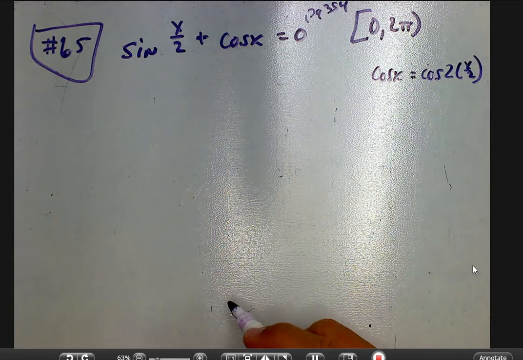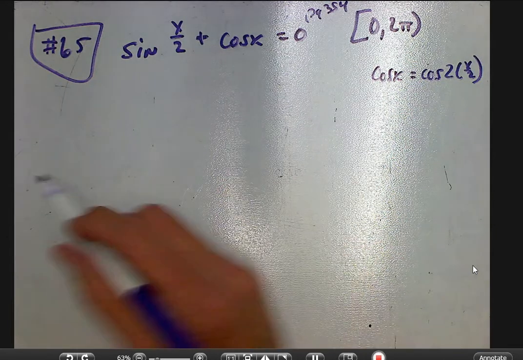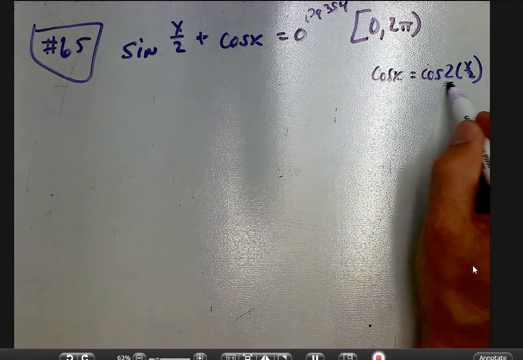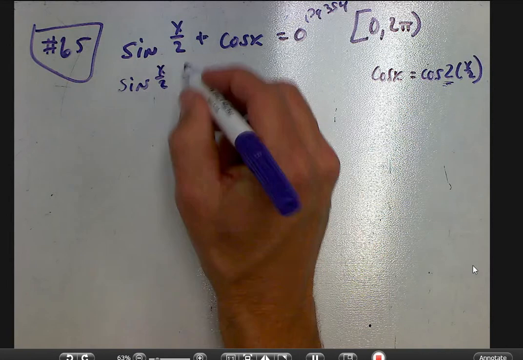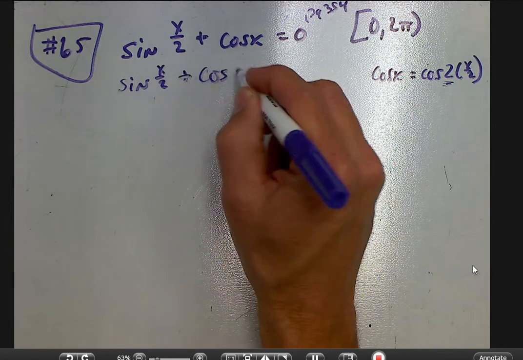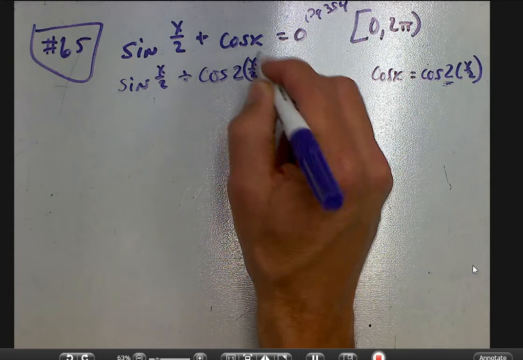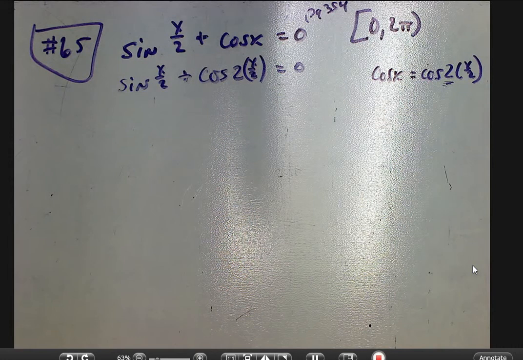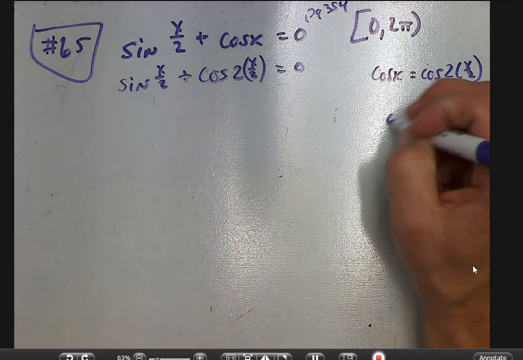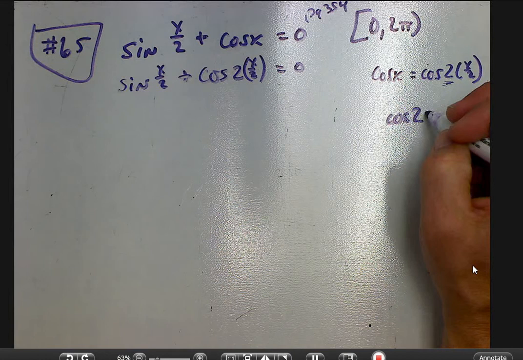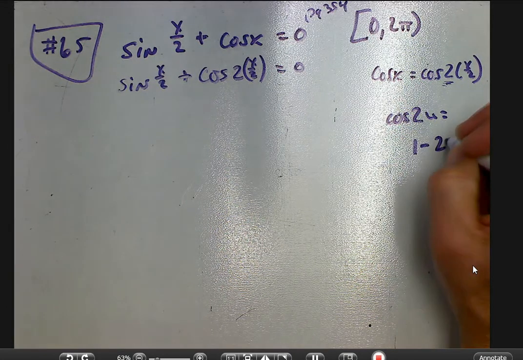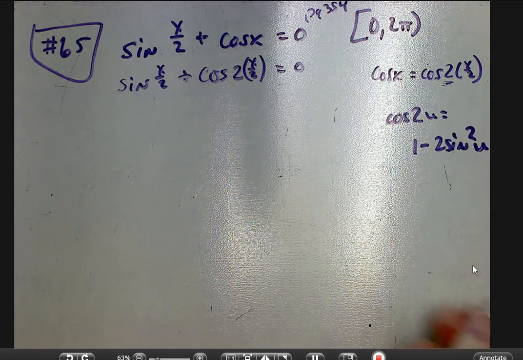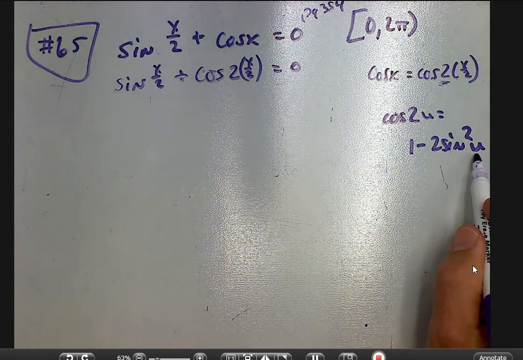And so we're going to do that to change it to a half angle or a double angle identity. So the sine of x over 2 plus the cosine of 2x over 2 equals 0. Now I have an identity on my paper that says that the cosine of 2u is equal to 1 minus 2 sine squared u. So instead of using u, I'm going to use x over 2, so it'll look like this.